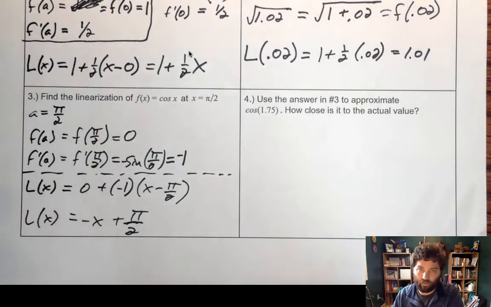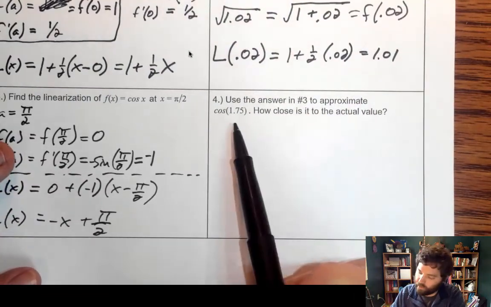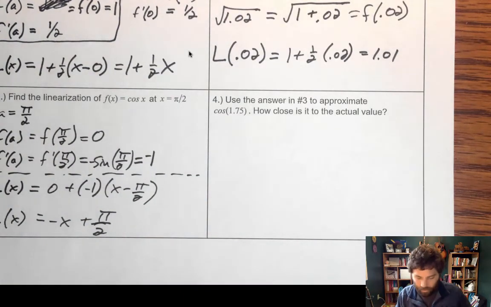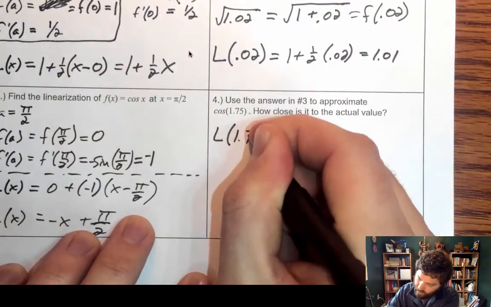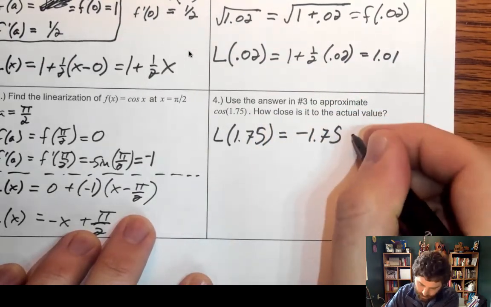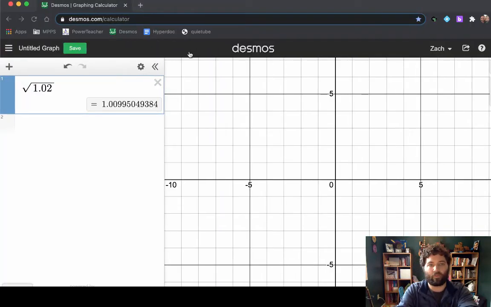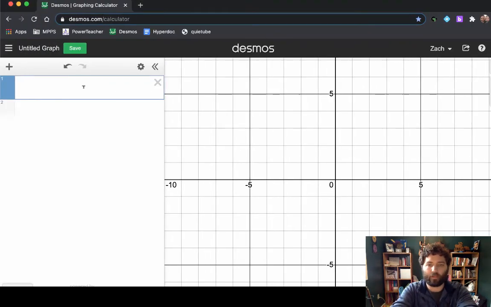So I'm going to jump over to number 4 here, and we're going to use my answer from number 3. I'm going to use the linearization to figure out approximately what cosine of 1.75 is and how close it is to the actual value. So what we'll do is take L of 1.75. We get negative 1.75 plus pi over 2. And let's hop over to Desmos and see. So we had negative 1.75 plus pi over 2.